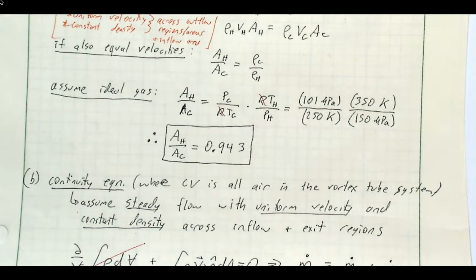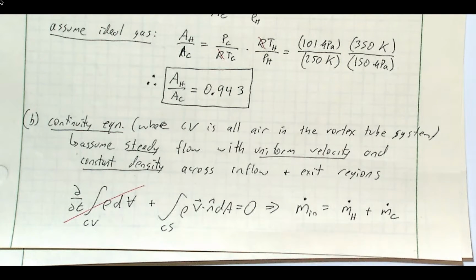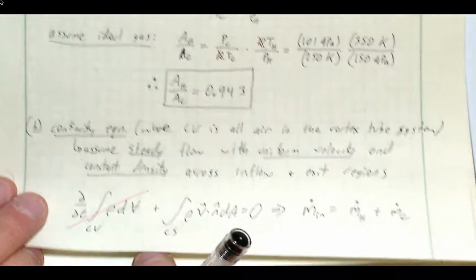So our control volume is just going to be all the air in the vortex tube system. It's steady flow, uniform velocity and constant density across inflow and exit regions. That was what I said up above. Steady makes this unsteady term drop out to 0. We just have that the mass fluxes through all of our inflow and outflow regions must sum up to 0. Let's put the inflow on one side of the equation and equal that to the two outflow regions. So m dot in must equal m dot hot plus m dot cold.